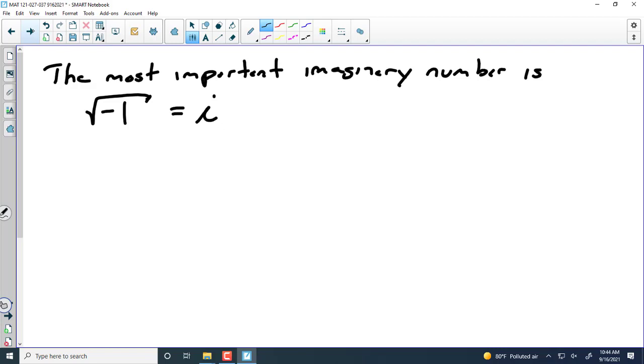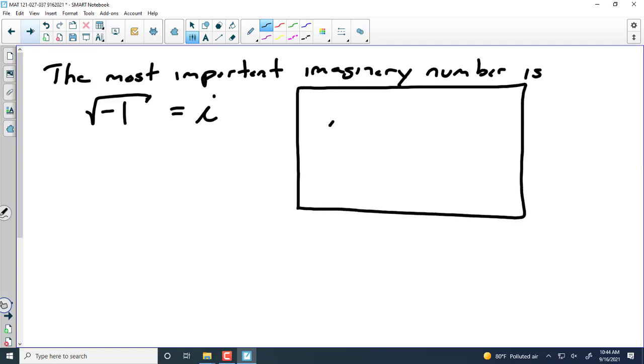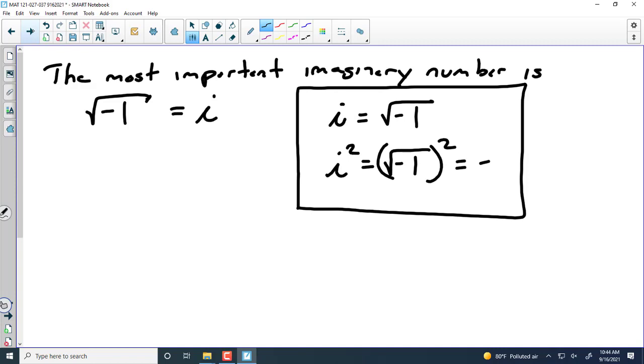Now, that means that if i equals the square root of negative 1, then i squared is the square root of negative 1 squared, or negative 1.